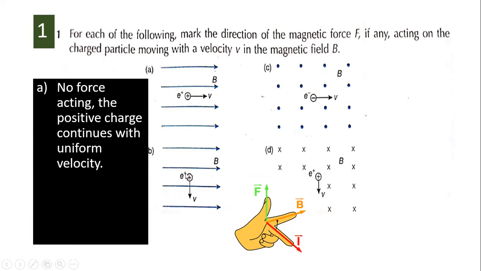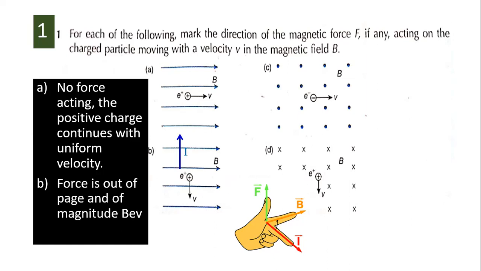How about B? Force downwards. How can it be force downwards? Up or down is occupied by V already. Left to right is occupied by the field already. So it's either in or out. You have to use your Fleming's left-hand rule. Out? Are you sure? Out. Are you sure? Yeah. Force is out of the page. Okay, good.